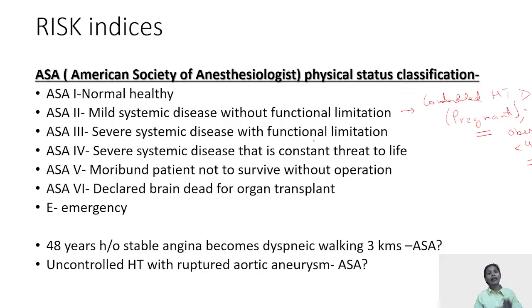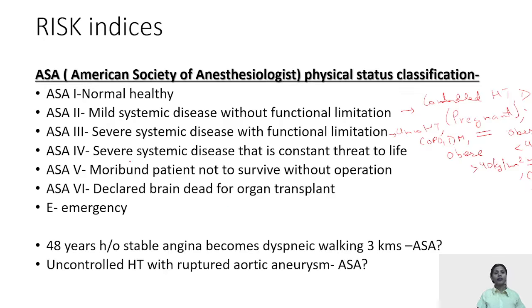A disease which has a functional limitation like uncontrolled hypertension, an acute exacerbation of COPD, uncontrolled diabetes, or obese more than 40 kg per meter square, or the patient has CRF. All these are ASA 3 patients. There is a severe systemic disease with functional limitation.